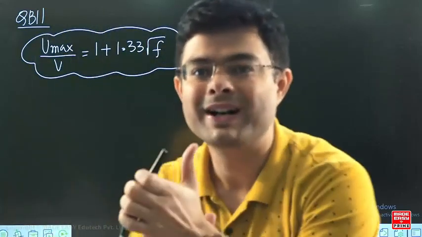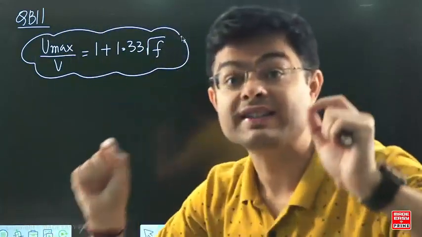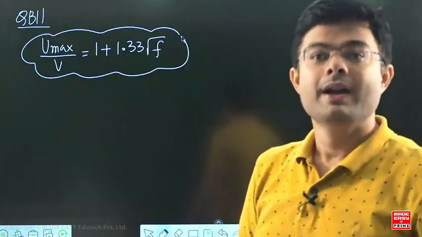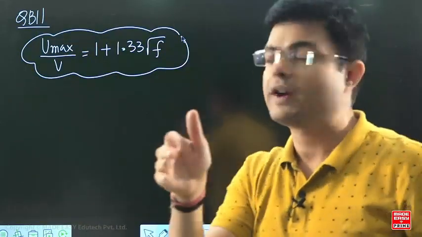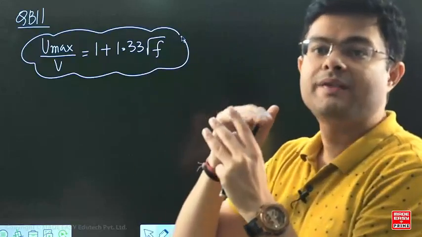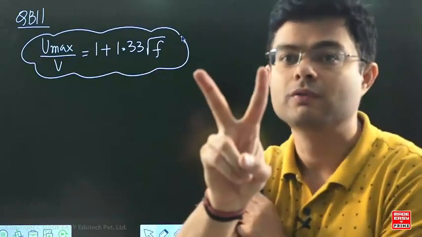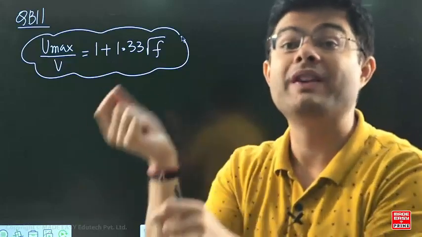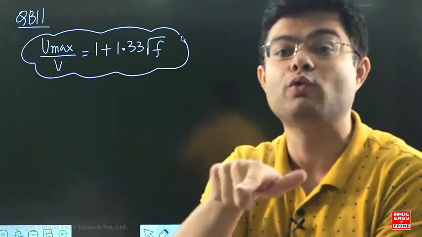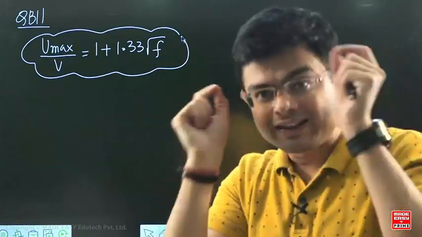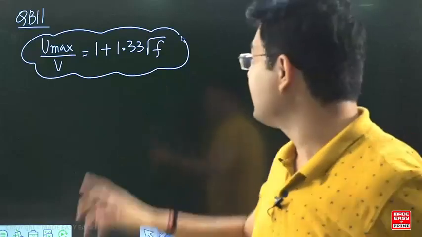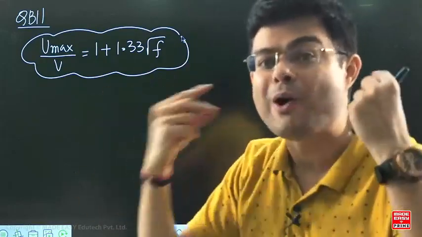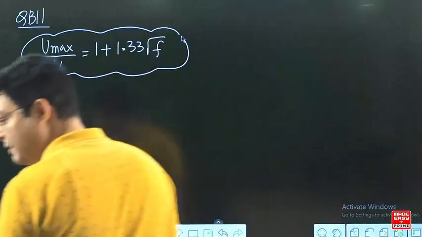Do you remember this value was written somewhere in the summary table in your laminar flow? Because in laminar flow we also found the value of Umax by V. For laminar flow through pipe it was 2. For laminar flow between parallel plates it was 3 by 2, 1.5. And in that table itself I wrote the value of Umax by V for turbulent flow through pipe, and now I am proving that.